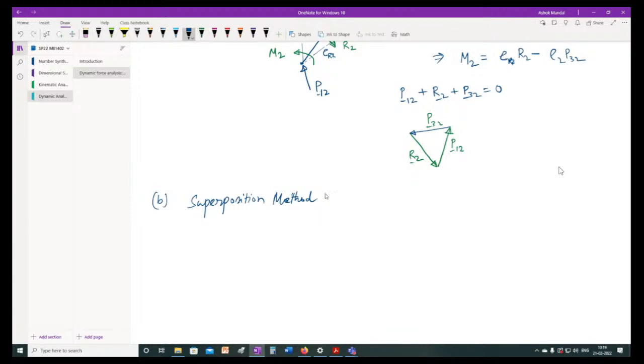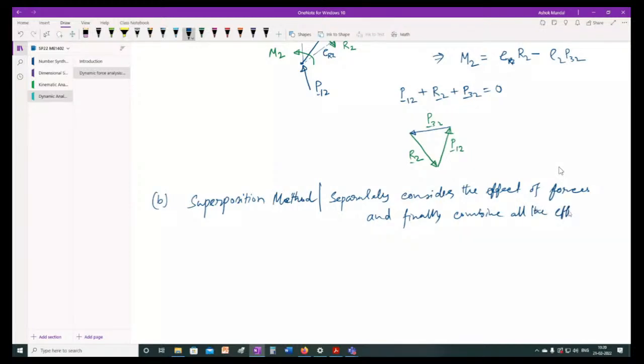Let me discuss this superposition method. In this superposition method, we will separately consider the effect of forces and finally combine all the effects.